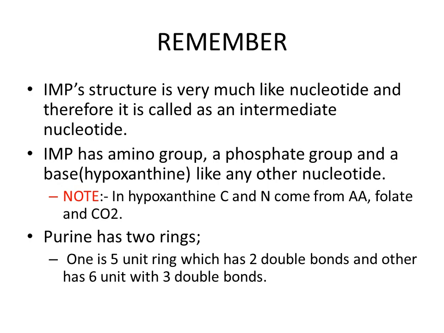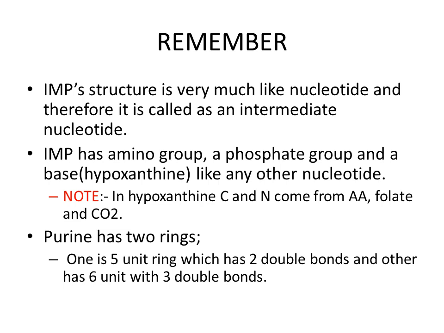IMP structure is very much like a nucleotide, and therefore it is called an intermediate nucleotide. IMP has an amino group, a phosphate group and a base like any other nucleotide. In this structure, the base is hypoxanthine. Note that in hypoxanthine, carbons and nitrogens come from amino acids, folate and carbon dioxide.